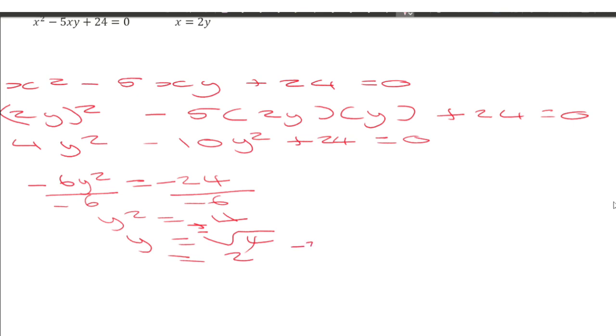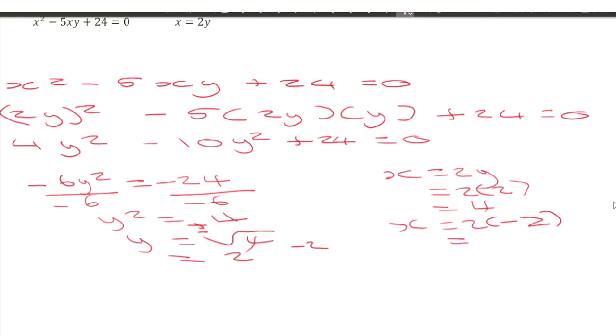And then if we come here and we remember that x is equal to 2y, we can say x equals 2 open bracket times 2. So 2 times 2 is 4, right? But x also equals 2 open bracket minus 2, right? X could also equal to -4, right? And now you have solved your two equations simultaneously.